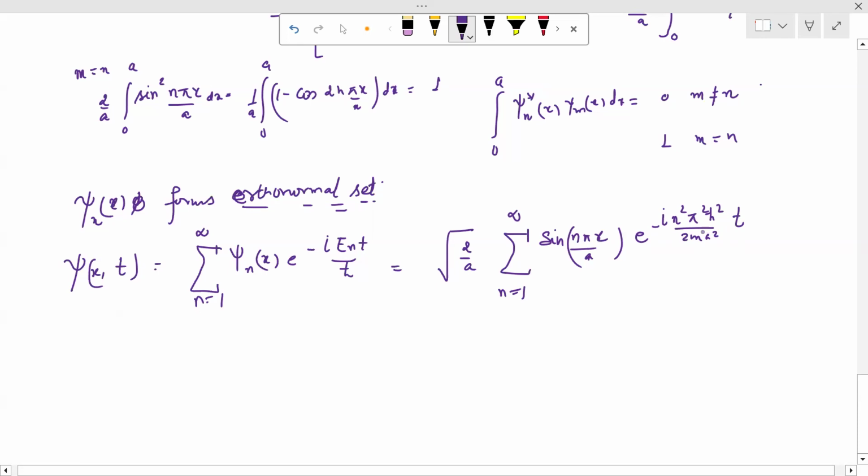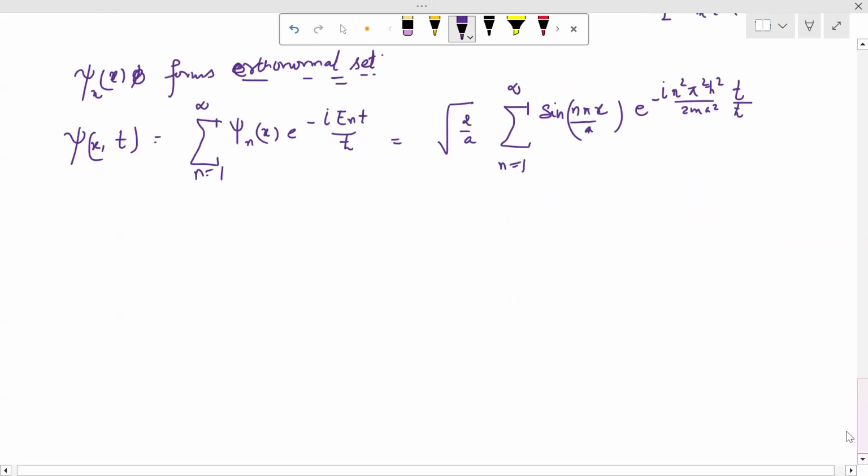I hope it is clear. I think there is also an h cut in the denominator, so e power i E n t upon h cut. One h cut will cancel with one h cut, but overall this will be the structure. I hope it is clear.